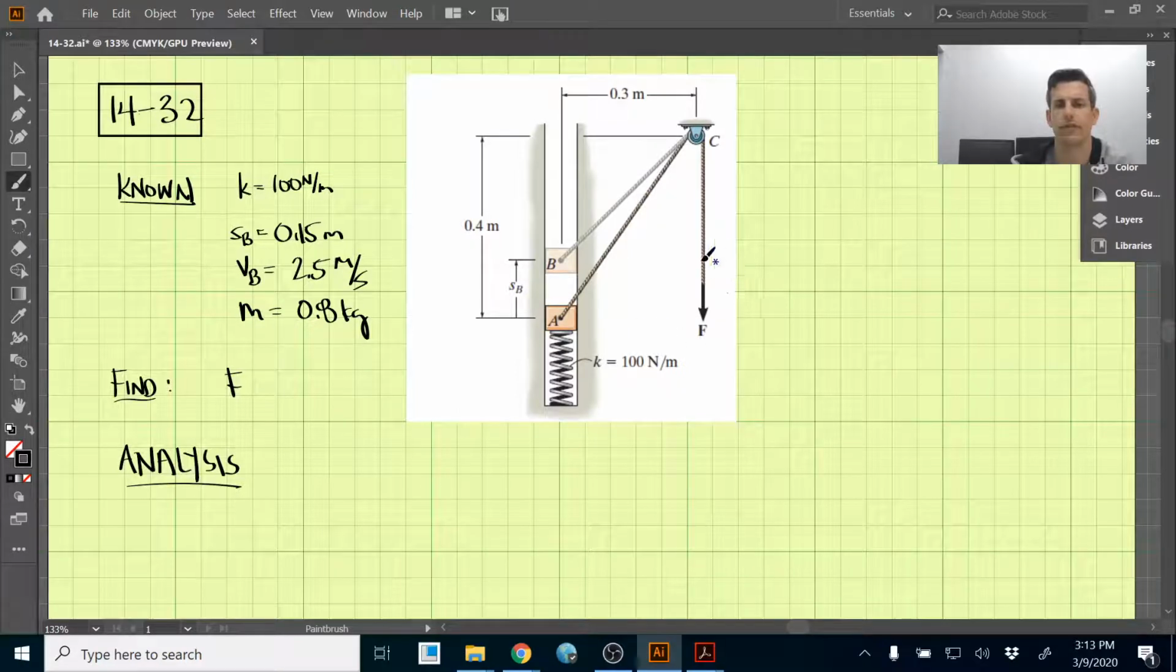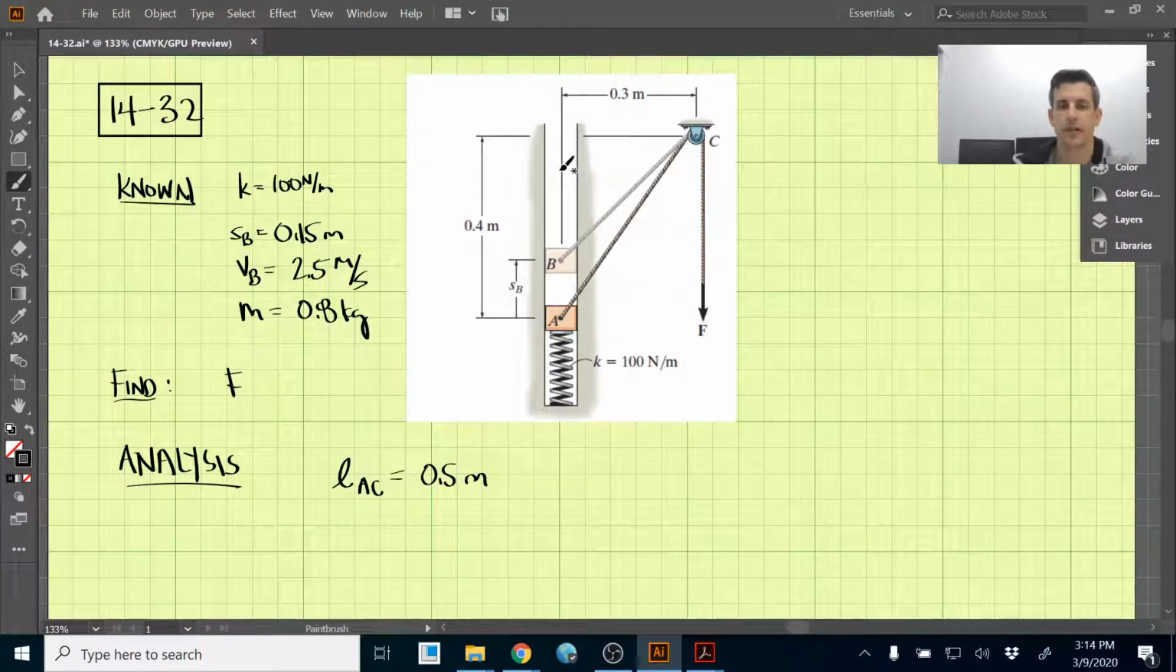So let's solve this. If we want the work term of F, we really need to know how far F is being applied in terms of distance, if we want to do force times distance here. Well, we can figure that out by how much this cable length changes from A to B. At point A, the length from A to C, which we'll call LAC, we have 0.3 here, we have 0.4 here, and so this is a 3, 4, 5 triangle. So LAC is 0.5 meters.